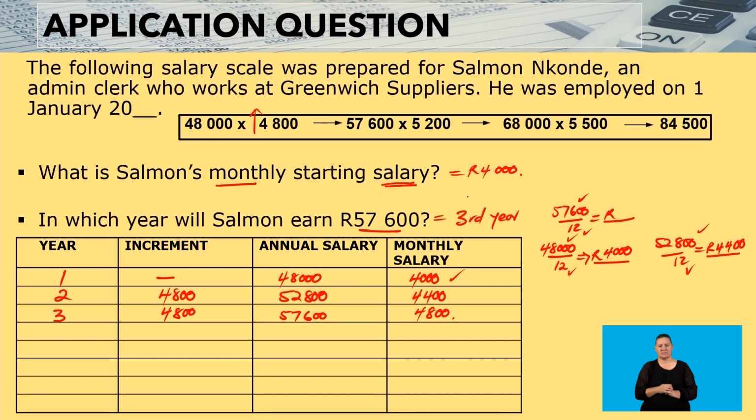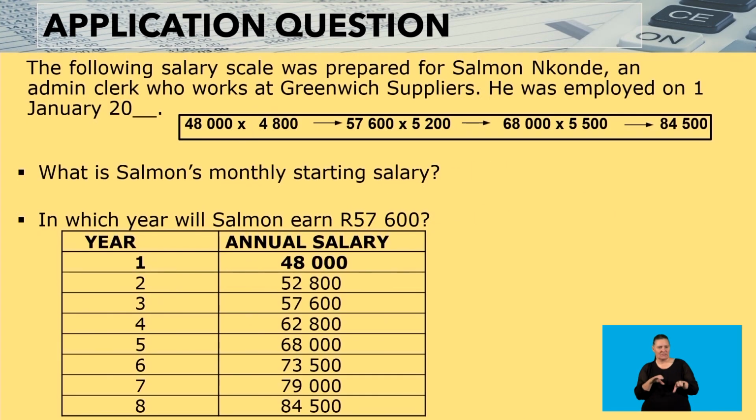I'm not going to take this longer. I just wanted to show you how to calculate, and then you can get those two amounts over there. I'm going to quickly show you the rest of this activity. This is how he will end up. In year 8, you'll be earning 84,500.